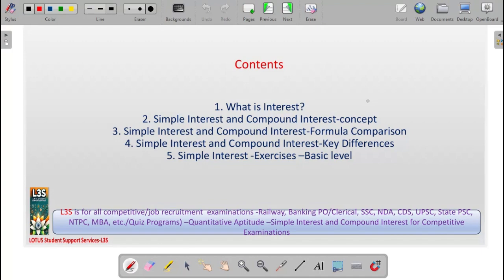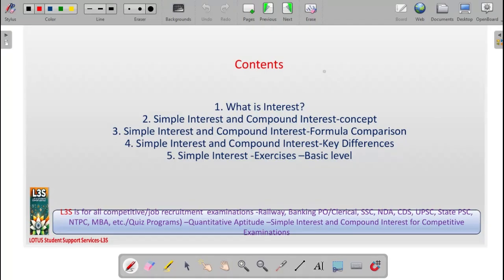First we will discuss what interest is. We'll discuss the concept, then the simple interest and compound interest concepts, then the simple interest and compound interest formulas, a comparison, then the key differences, and then some exercises on simple interest.